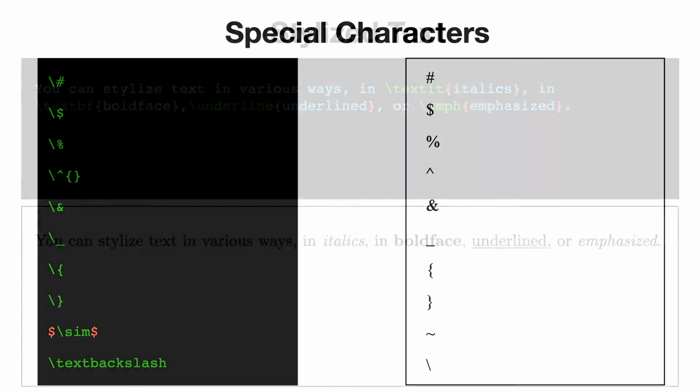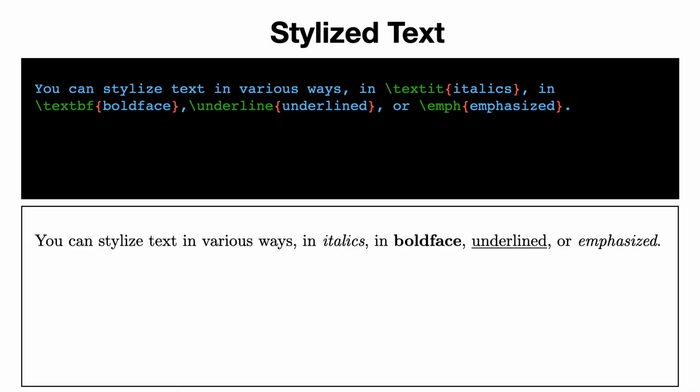When you're writing, you may want to stylize your text in various ways, and it is not as simple as in Microsoft Word, where you highlight the text and tell the program to italicize it. Instead, you have to use your text commands to tell LaTeX to do what you want it to do. So in this example, I give the commands to do italics, to do boldface, and to underline text.